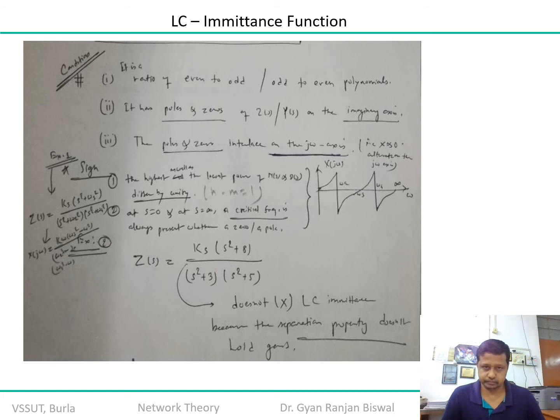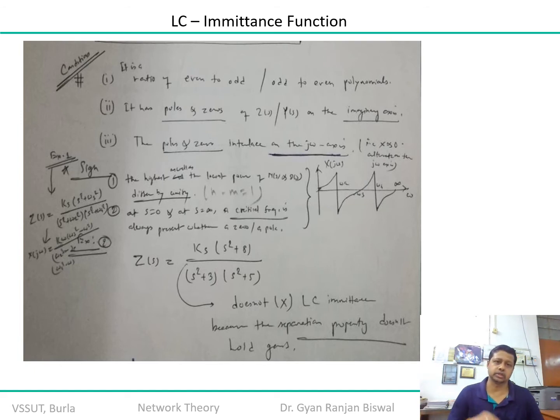So what are the essential conditions to achieve this? Let us see them one by one. One of the essential conditions is that this ratio of n1 by m2 or m1 by n2 is even to odd, or odd to even polynomials. Please note that. Then number 2, this ratio of n1 by m2 or m1 by n2 has a pole or zero of the impedance function on the imaginary axis.